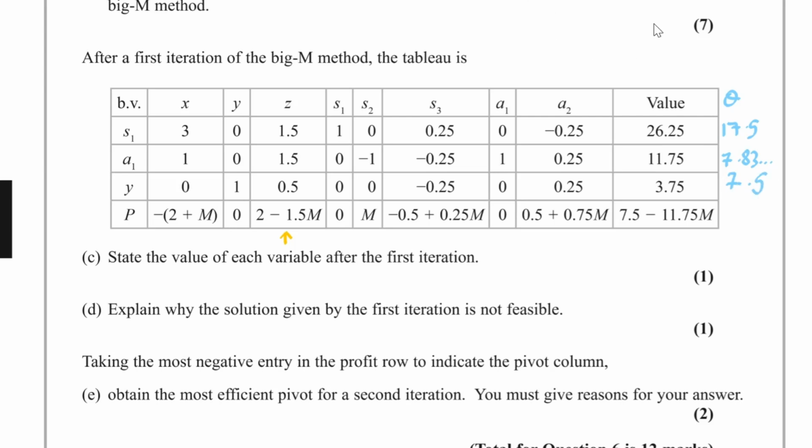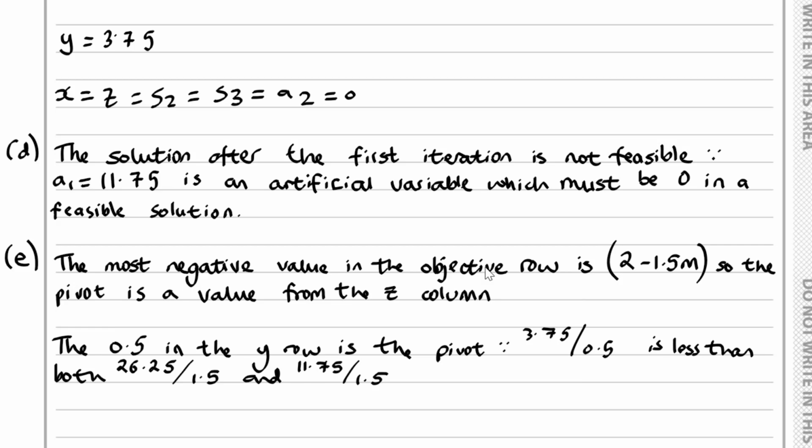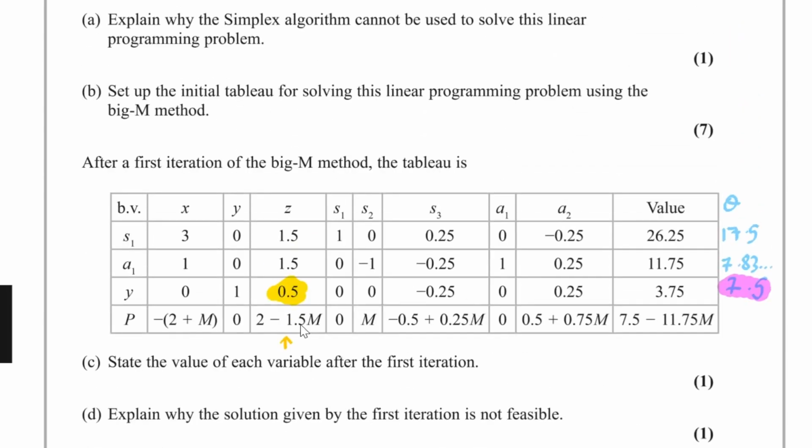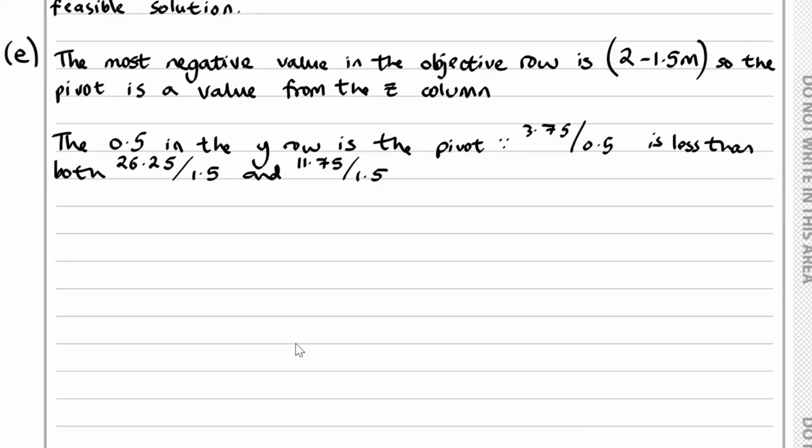And therefore, our pivot is this 0.5. Okay, so let's just put that down into some sort of words. The most negative entry in the objective row is the 2 minus the 1.5M. So the pivot is a value from the Z column, and the 0.5 in the Y row is the pivot because the 3.75 over 0.5 is less than both the 26.25 over 1.5 and the 11.75 over 1.5. And we discussed that over here. Okay, so that's question 6 done.